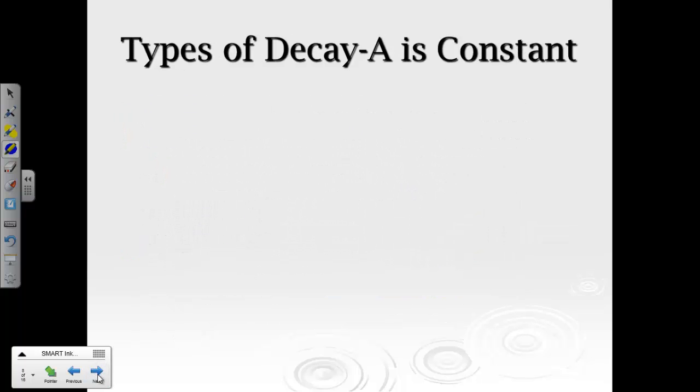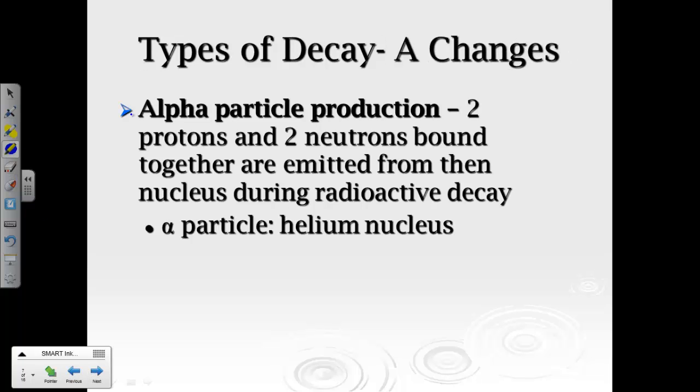Okay, now we're going to go through several different types of radioactive decay. The first one being alpha particle production. An alpha particle is 2 protons and 2 neutrons that are bound together and that are emitted from the nucleus during radioactive decay. An alpha particle is going to look a lot like a helium atom, because it's actually a helium nucleus, where you're going to have helium, 4 for the mass number, 2 for the atomic number. Now, the way that you often see these written is as an equation.